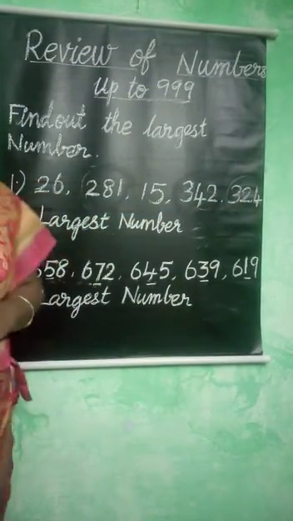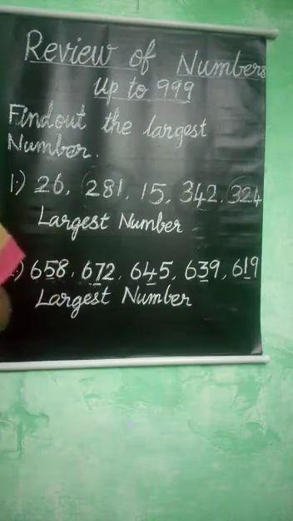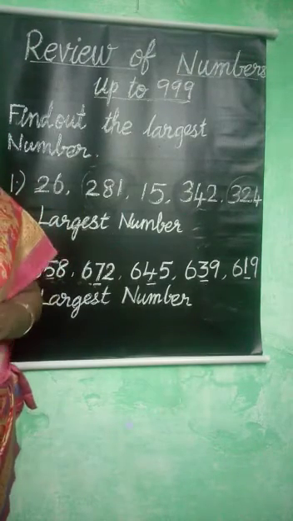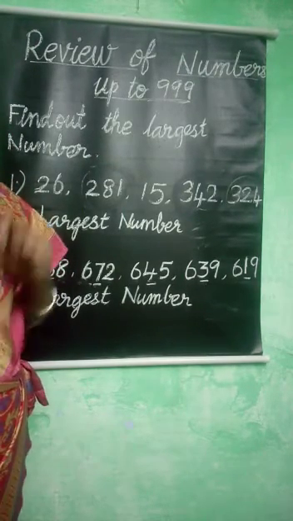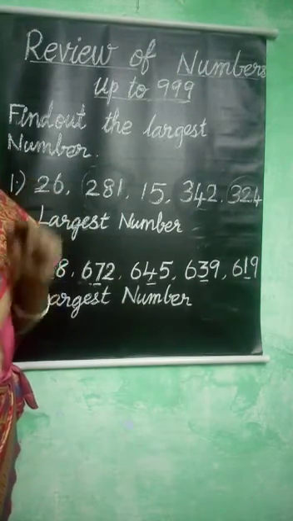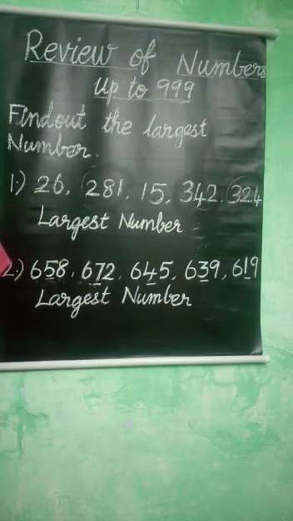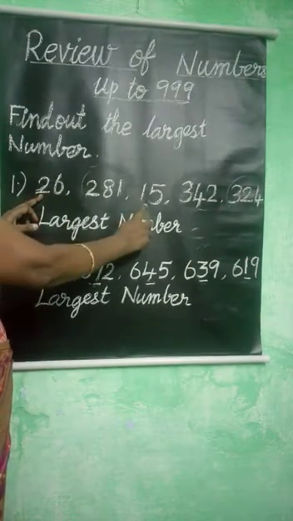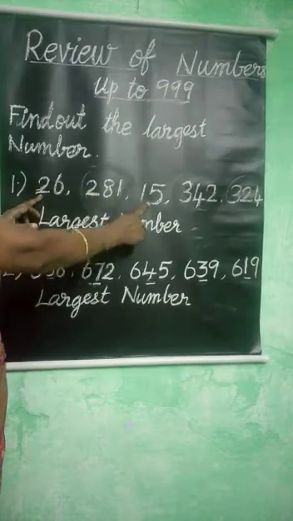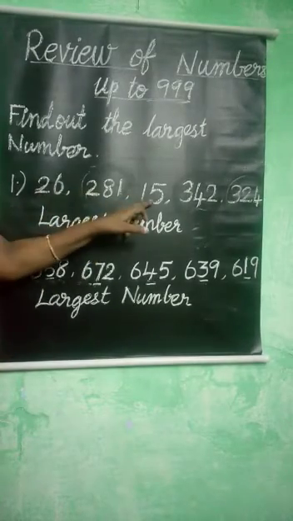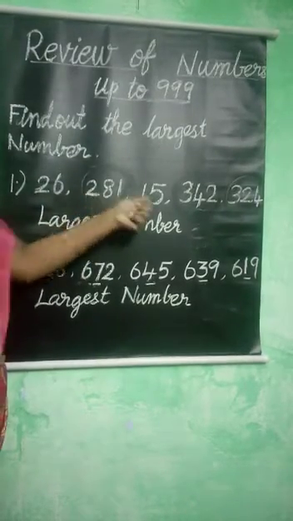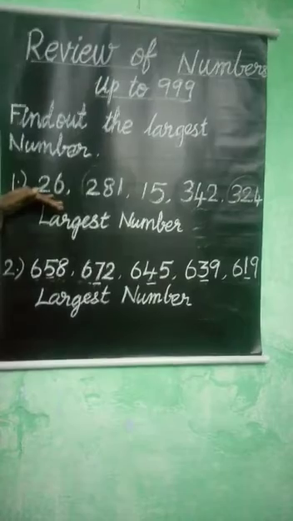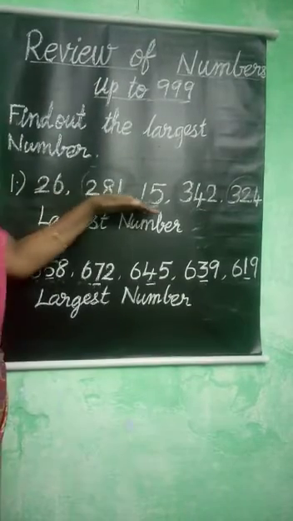Children, among the 2 digit and 3 digit numbers, which one is the largest number? Always 3 digit numbers are larger compared to 2 digit numbers. Now you are able to see 26 and 15. Both of them are 2 digit numbers, so they are the smallest numbers compared to the 3 digit numbers. So we can leave the numbers 26 and 15.